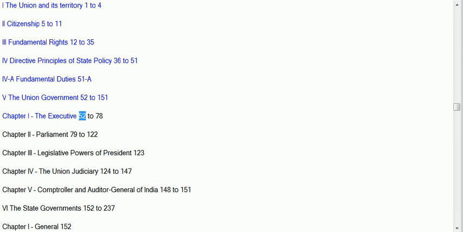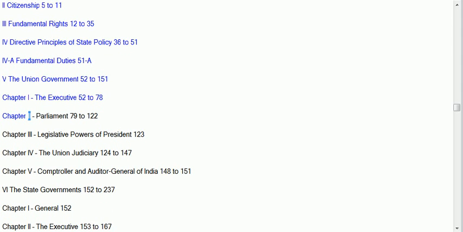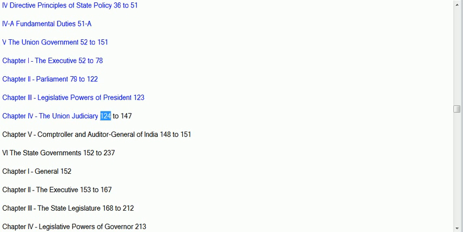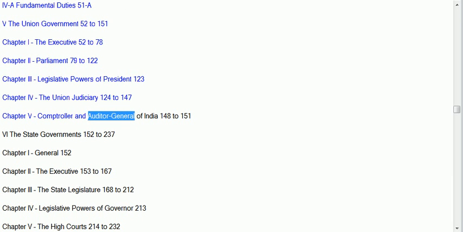Chapter I. The Executive, 52 to 78. Chapter 2 Parliament, 79 to 122. Chapter 3 Legislative Powers of President, 123. Chapter 4 The Union Judiciary, 124 to 147. Chapter V Controller and Auditor General of India, 148 to 151.